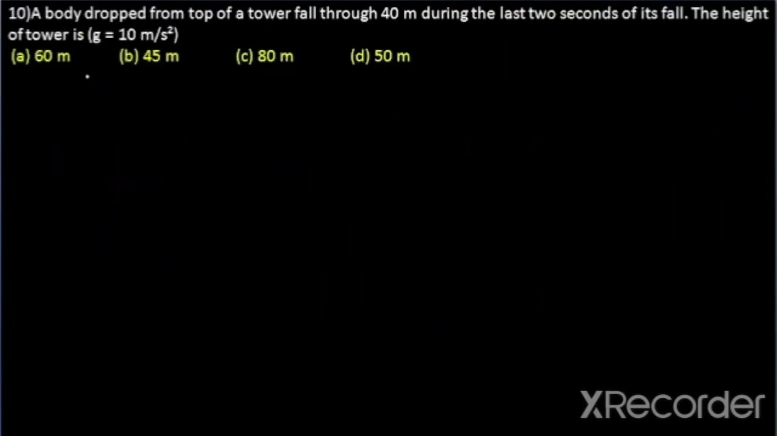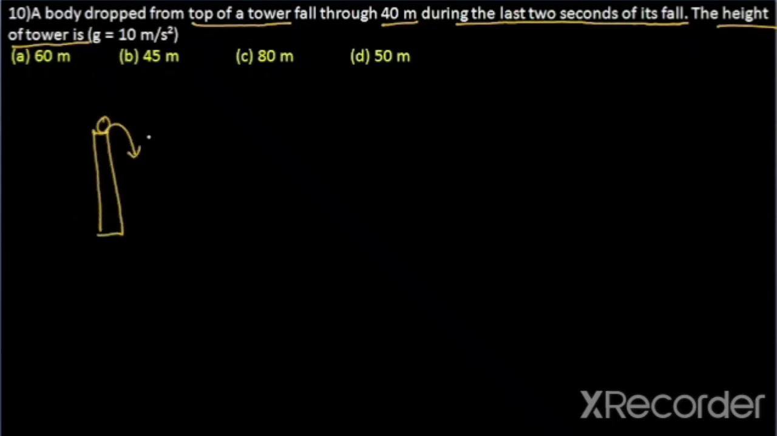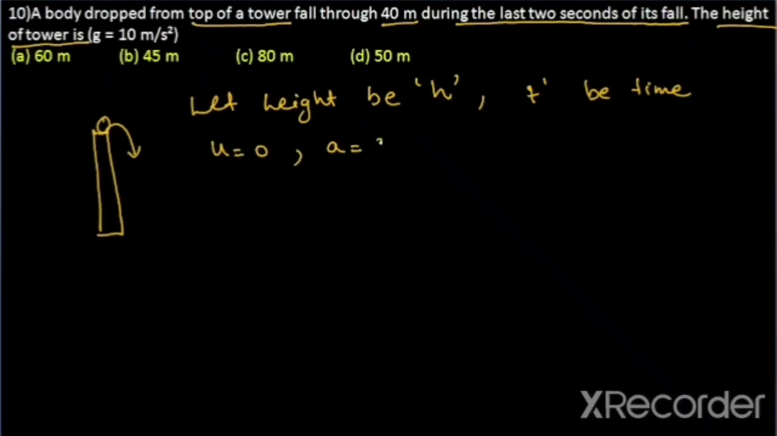Now question number 10. A body dropped from the top of a tower falls through 40 meter during the last 2 seconds of its fall. The height of the tower. Suppose this is the tower. Body is dropped. Falls through 40 meter during the last 2 seconds of its fall. So the height of the tower, we have to calculate. Let height be h and t be the time taken to reach the ground. Initial velocity is 0, acceleration is g.